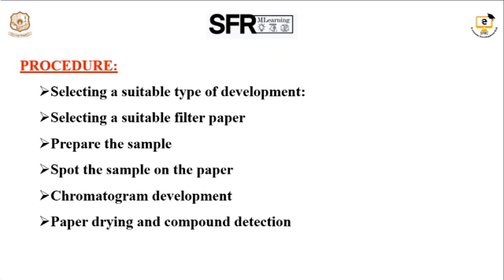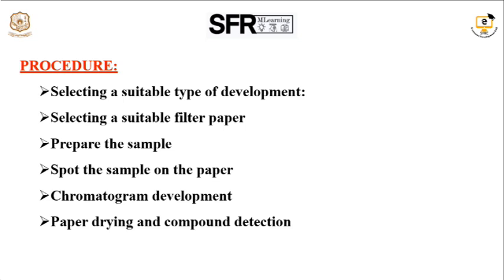First, selecting a suitable type of development. It is based on the complexity of the solvent, paper and mixture. Usually ascending or radial paper chromatography is used as they are easy to perform. Next, selecting a suitable filter paper, based on the size of the pores and the sample quality. The third step is to prepare the sample. Sample preparation includes dissolving the sample in a suitable solvent used in making the mobile phase.